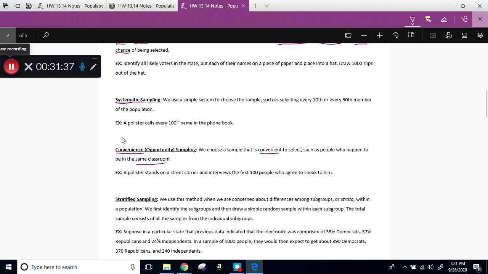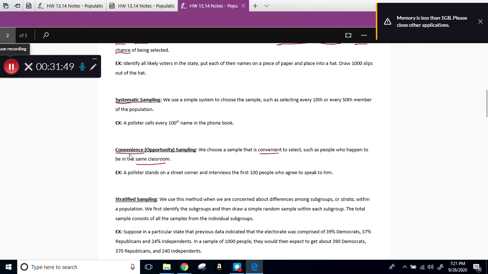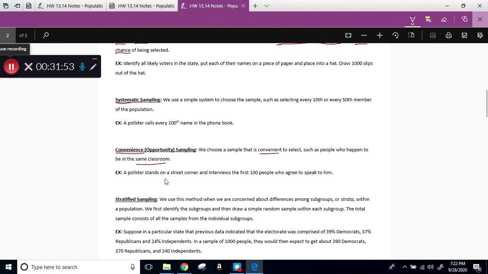Let's take a sample. I'm just going to use this class over here and compare it to this class. In one class, I may do the flipped classroom thing, and the other one I'm not. But that's convenience. It's whatever the opportunity is there. And then this will be another example. A pollster stands in the street corner and interviews the first 100 people who agree to speak to him.